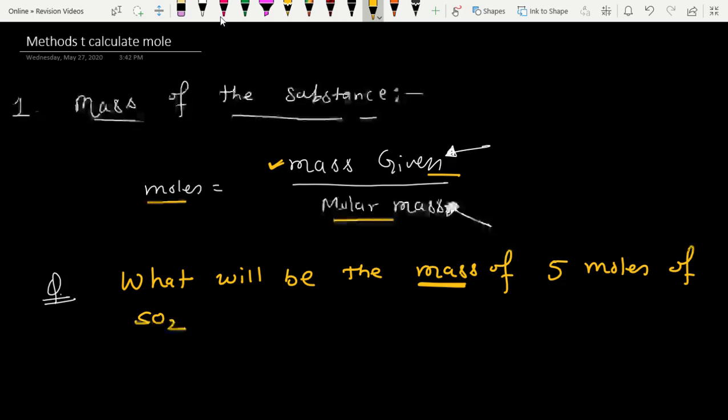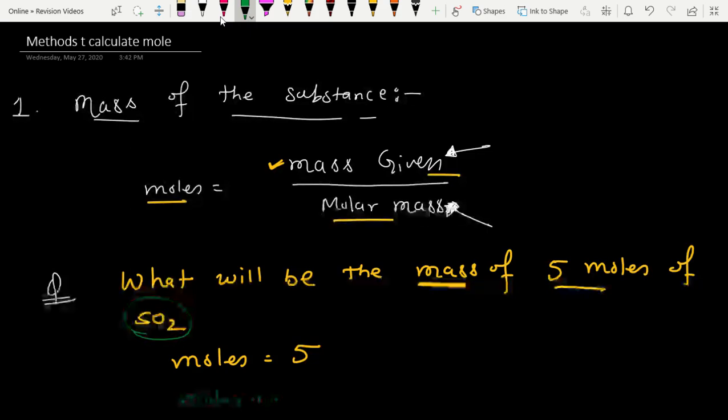First of all, we'll find out which of these data are given. Moles are given, so moles equals 5. Molar mass is not directly given to us, but the chemical compound is given, so we can calculate the molar mass of SO2. Molar mass of SO2 equals the mass of a sulfur atom, which is 32, plus the mass of two oxygen atoms, which is again 32. So it is a total of 64 gram per mole.